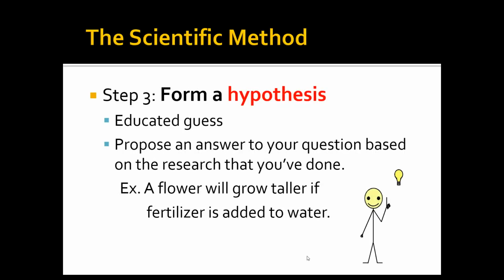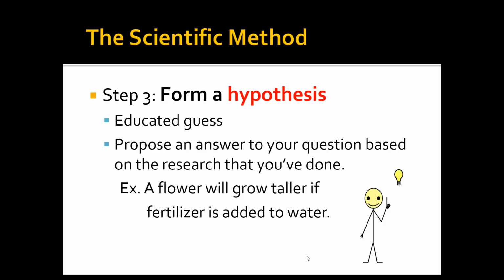Now, once you have a good background knowledge of your topic, you're going to form a hypothesis. So you're going to make an educated guess. Your educated guess needs to be a statement, it needs to be a complete sentence, and it needs to answer your original question from step 1 of the scientific method. It needs to answer your original question, and it needs to be based on the research that you've done.